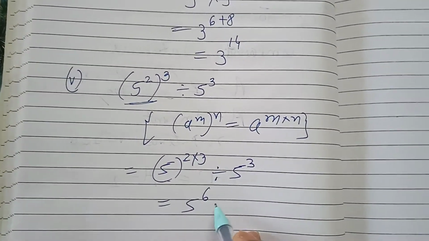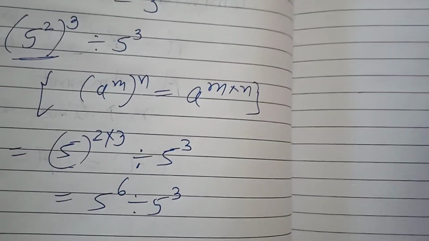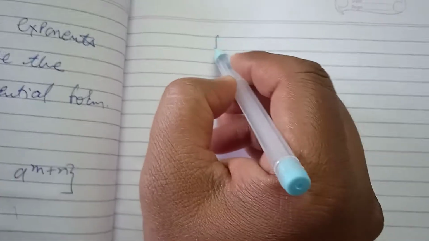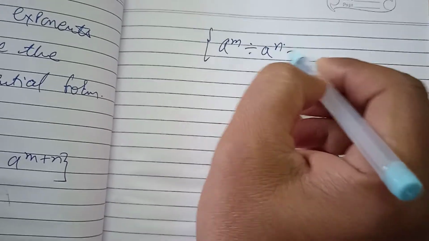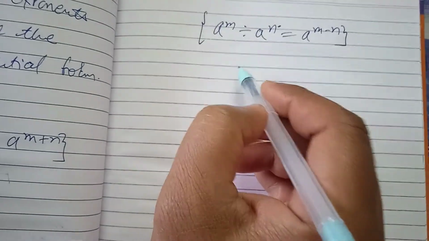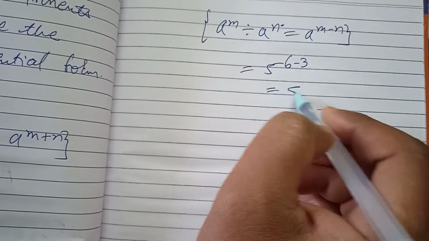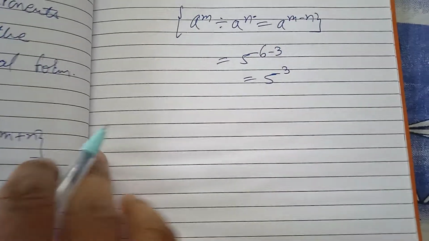Here 3 2s are 6 divided by 5 to the power 3 here. Now here base is same, powers are different and division sign in between. So we use here this law, a power m divided by a power n is equals to a to the power m minus n, means 5 to the power 6 minus 3 and is equals to 5 to the power 3. This is our answer here.